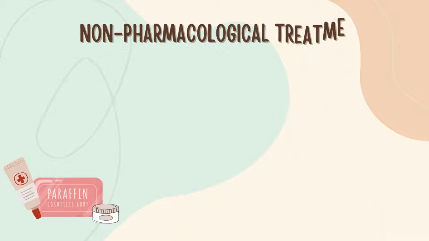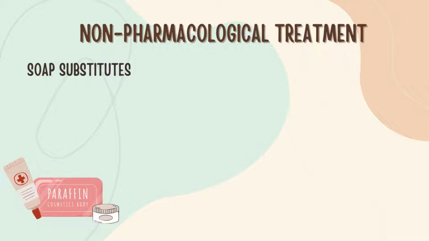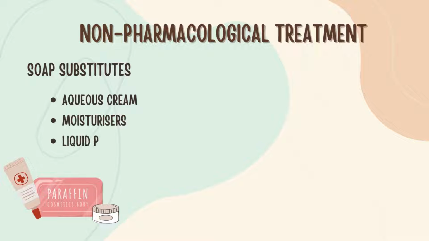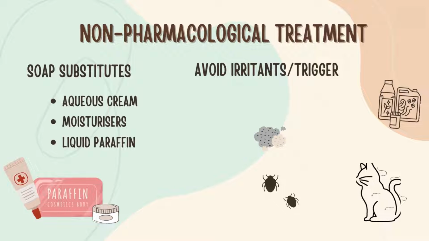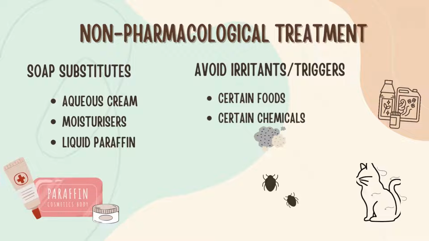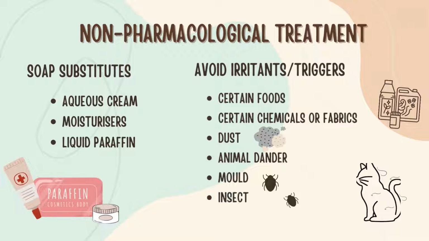The non-pharmacological treatments of eczema include the previously mentioned soap substitutes that can be used to ensure that the skin is not irritated with fragrances and preservatives. These include aqueous cream, moisturizers, or liquid paraffin instead of normal soaps. Patients should also have an allergy test done and be told to avoid any known irritants or eczema triggers. A few examples of known eczema triggers include certain foods like milk, eggs, and peanuts, certain chemicals or fabrics, dust, animal dander, mold, insects, and emotional stress.